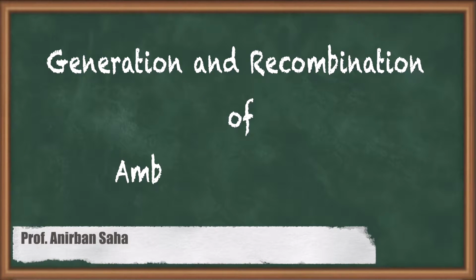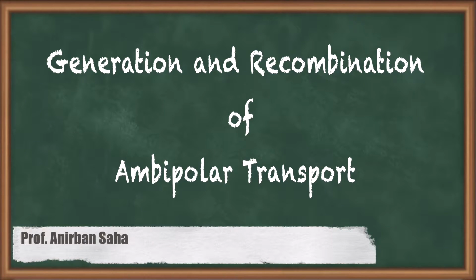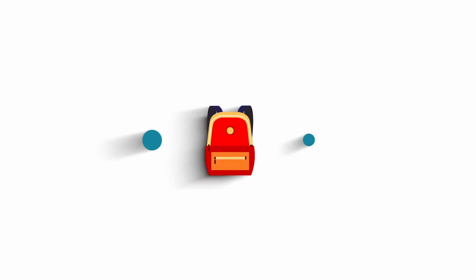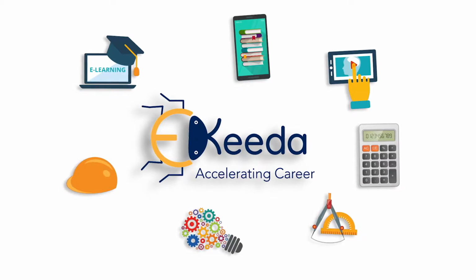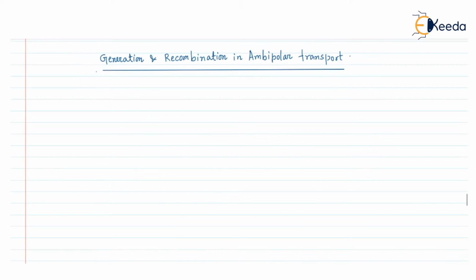Hello friends, in this video we are going to discuss the generation and recombination in ambipolar transport. From ambipolar transport, know that this type of transport occurs inside semiconductors when there is a generation of excess carriers, both for intrinsic and extrinsic semiconductors.